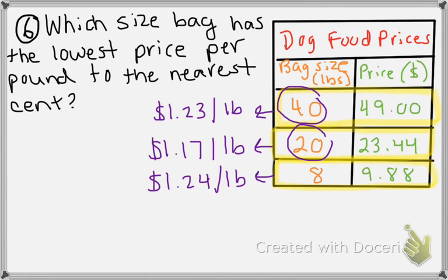So now by looking at all of these, which one is the cheapest per pound? We have $1.23, we have $1.17, and we have $1.24. $1.17 is the cheapest. So again, the question was, which size bag has the lowest price per pound to the nearest cent? It is the 20-pound bag.